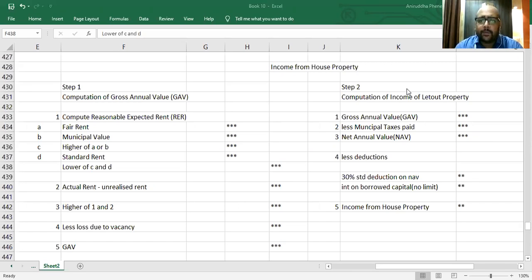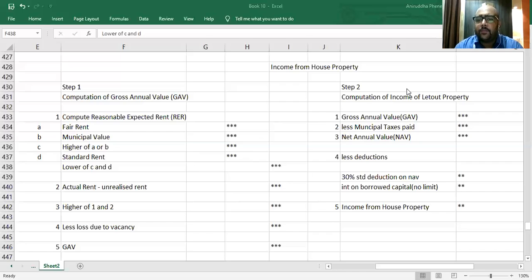Once you get the RER, compare it with the actual rent for the whole year, less unrealized rent, if any, during the year. Third step, after comparing RER and actual rent, less the unrealized rent, if any, take higher of the RER or actual rent as step 3. Step 4 is reduce any loss due to vacancy in that property. Your final answer will be GAV. So from step 1, you get GAV.